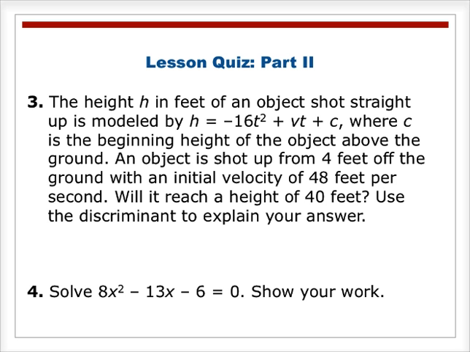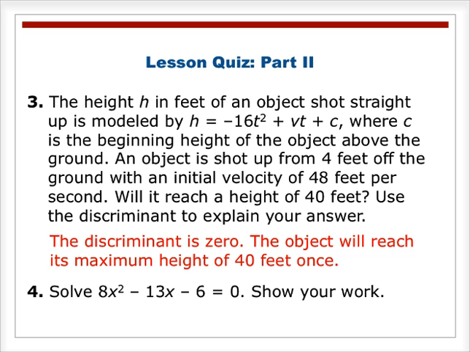Okay, welcome back. If the discriminant is used, the discriminant is actually 0 here, so the object is going to reach its maximum height of 40 feet once. Well, that makes sense, because if it goes up in the air, it's not going to bounce necessarily. And for number 4, if this is our quadratic equation, how many solutions? From the discriminant, we saw that there were 2, and those 2 solutions are 2 and negative 3/8.